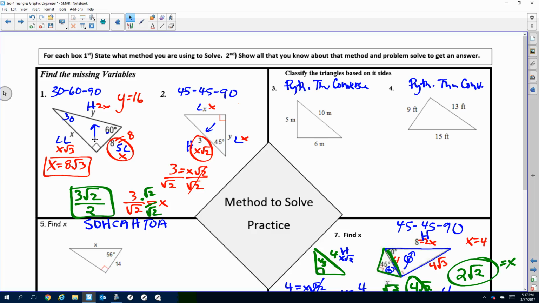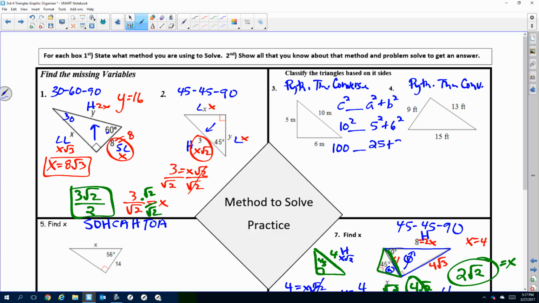Now, when we get here, we're using the Pythagorean theorem converse. That means we're taking the biggest number, which is the c, and squaring that. So our biggest number is 10. So we do 10 squared, compare it to 5 squared and 6 squared. 10 squared is 100, 5 squared is 25, 6 squared is 36.